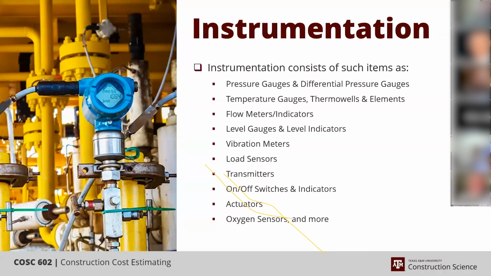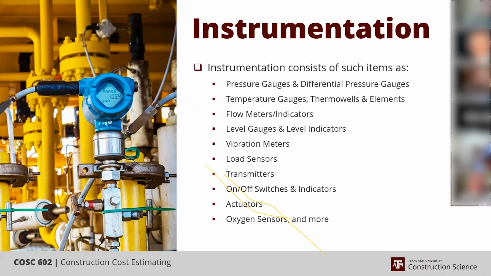Temperature gauges and thermal wells and elements relate to temperature gauges. That's why they're there together. But in some cases, you can put a gauge right on top of something, a line, a vessel, or whatever it may be, and it's all self-contained. There's going to be an opening that you can screw that temperature gauge into, and it will tell the temperature, just like a thermometer will if you're sick.